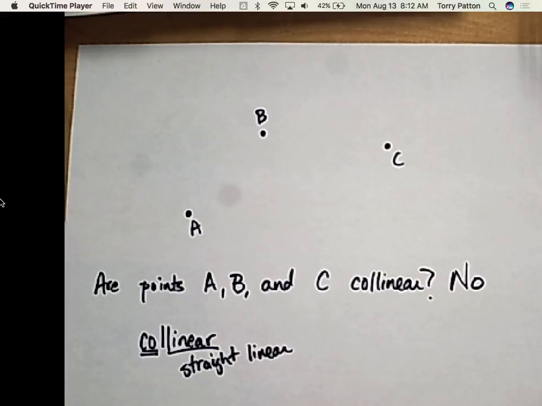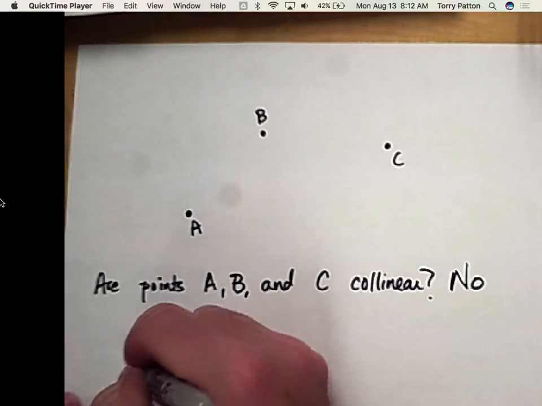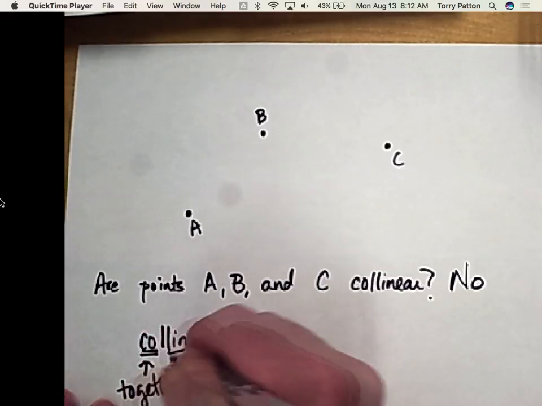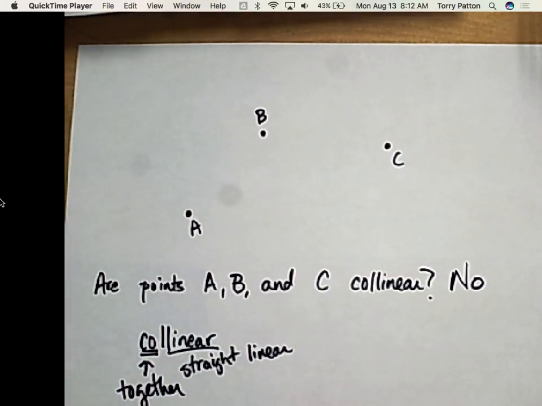What do all those kind of have in common? They're together, right? Coexist means to exist together. Codependent means you depend on each other, right? So co means together. So what do you think collinear means? They're in a straight line. They're all together on one straight line.